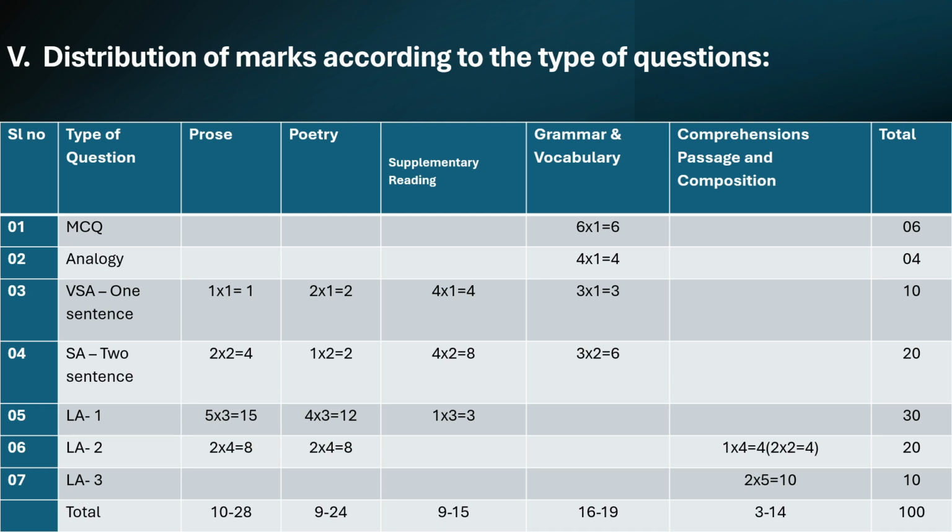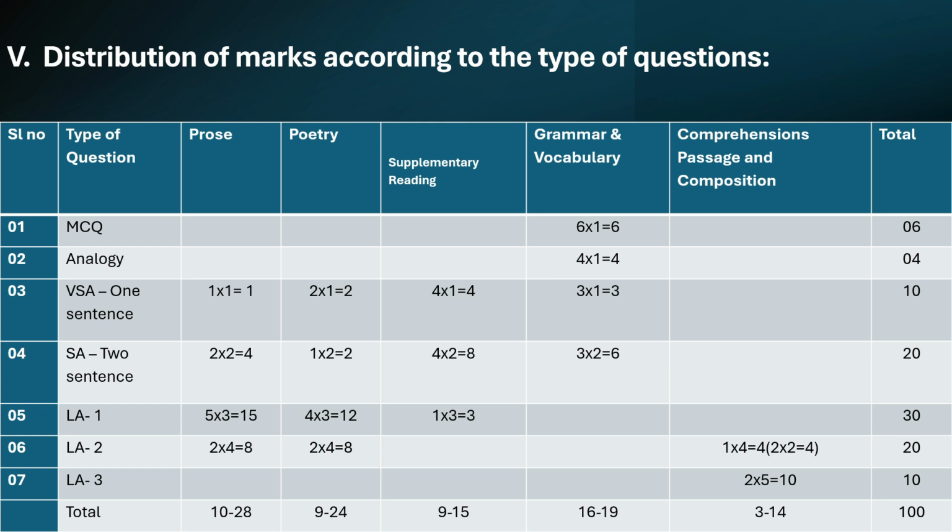Long answer 2, you will have questions from prose again and poetry, and finally from comprehension, passage, and composition, where you will get one question, one passage of 4 marks, where you can score 4 marks in total, corresponding to 20 marks. Long answers, you will have 2 questions from comprehension, passage, and composition, where you will be writing a letter and an essay. You will have 2 questions where you will score 5 marks each, corresponding to total 10 marks over there. And as we can see, we'll be scoring about totally 100 marks.